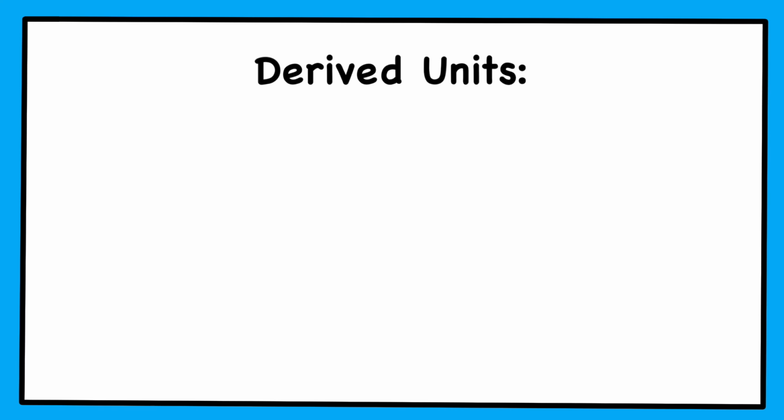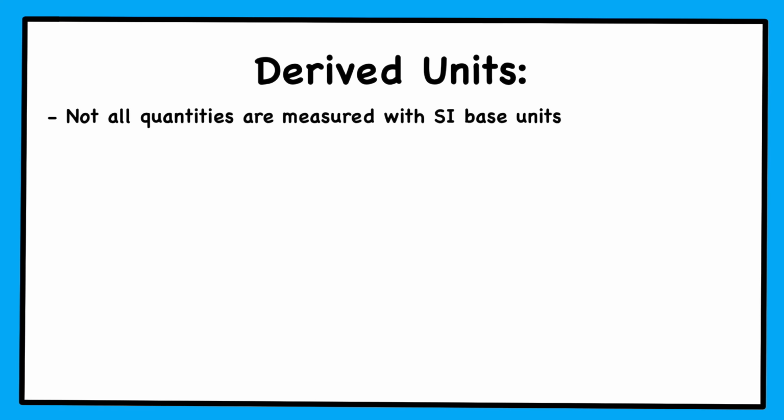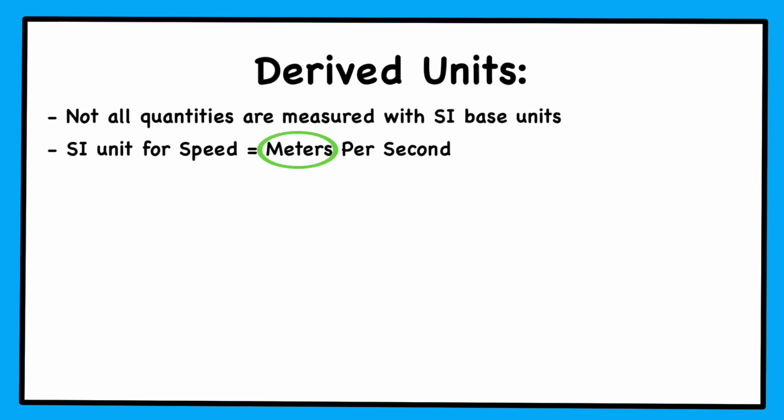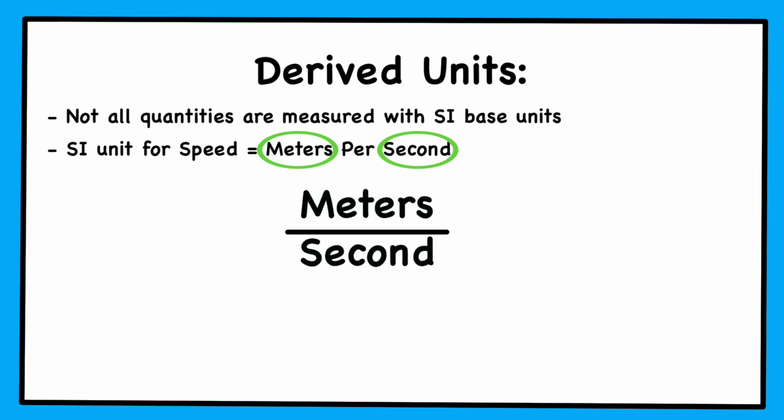Our last topic for the day is we need to understand that not all quantities are measured with SI base units. For example, an SI unit for speed is meters per second. Okay, so we've seen this primarily whenever you're driving, you see miles per hour. These are what we call derived units. Okay, so notice it says meters per second. So that's 2 SI units, the meters being the first one and the seconds being the second one. By combining these base units together, we call these derived units.